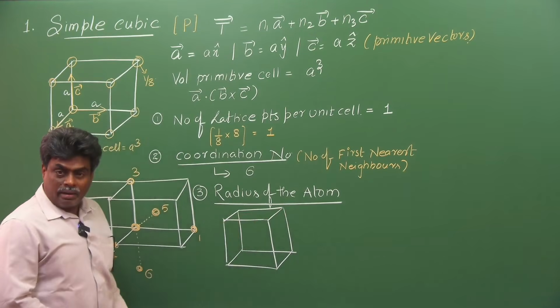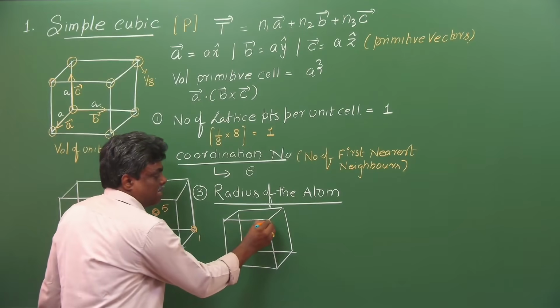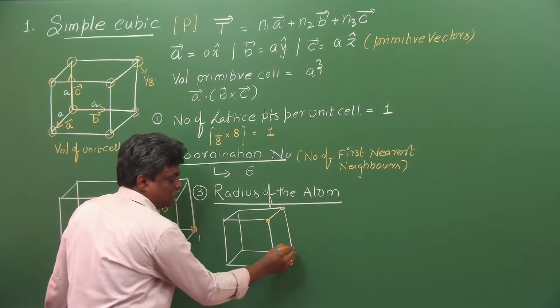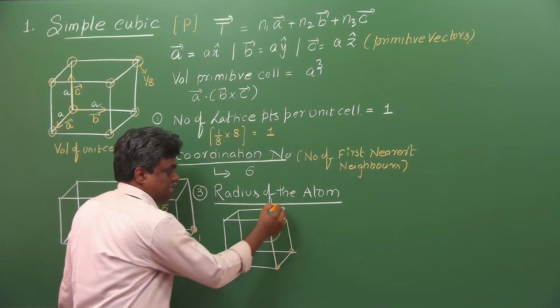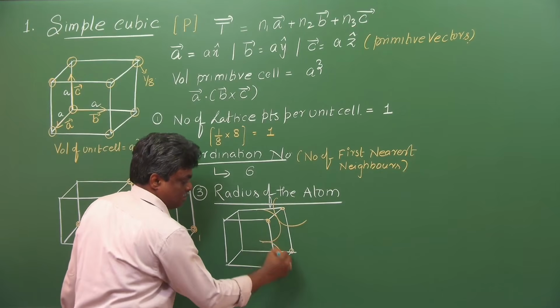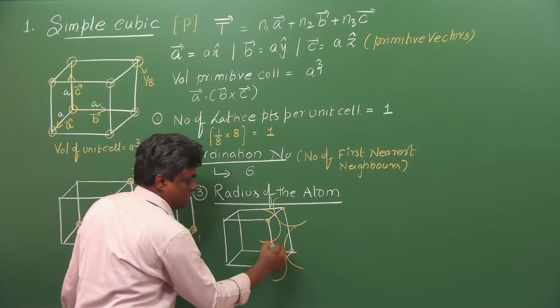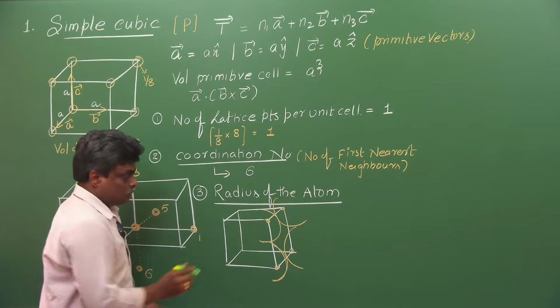That's it. Now carefully see, here we have one atom, and here also, and here also, here also. For example, if you see carefully, you can take the atom like this, something like this.